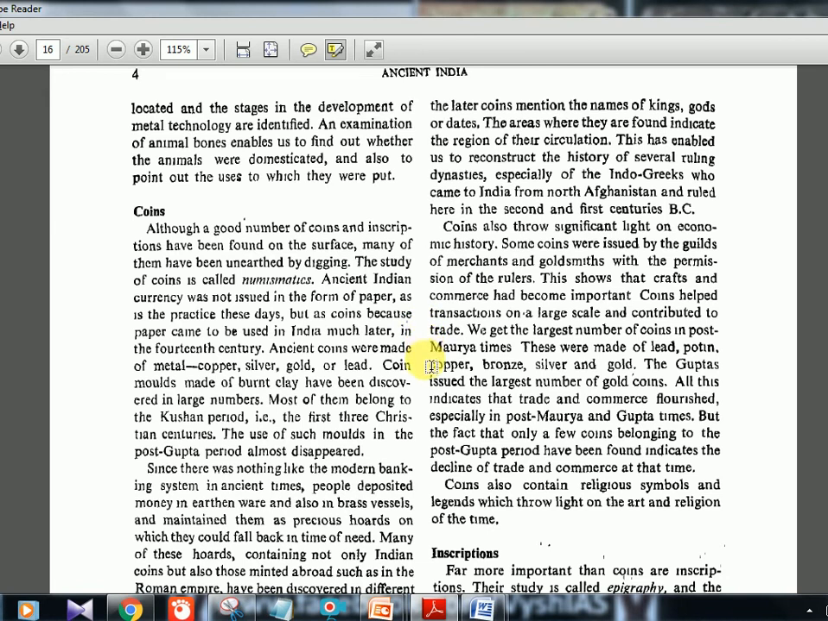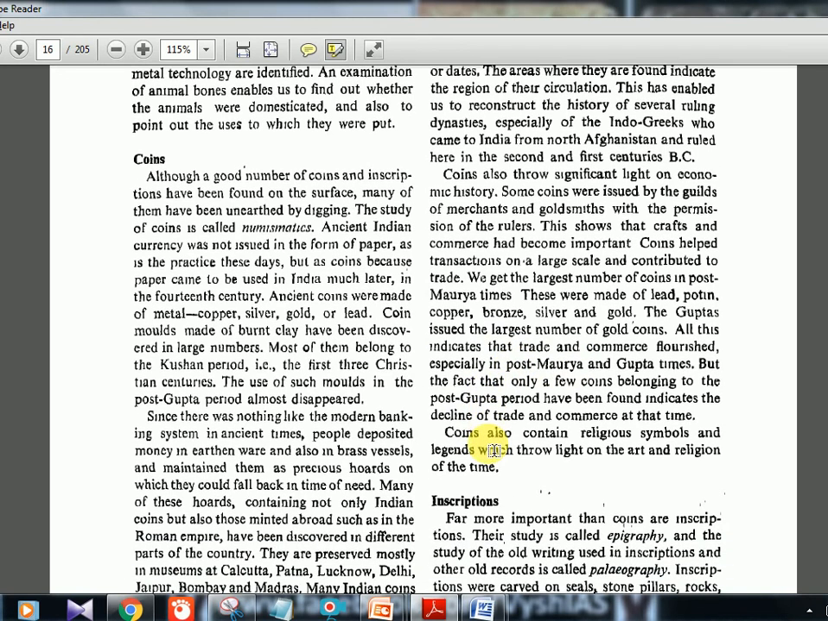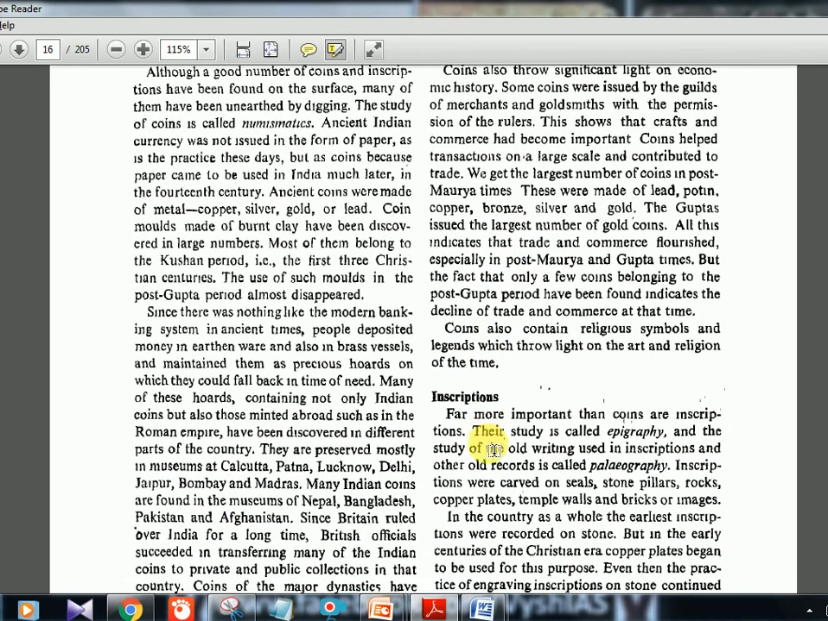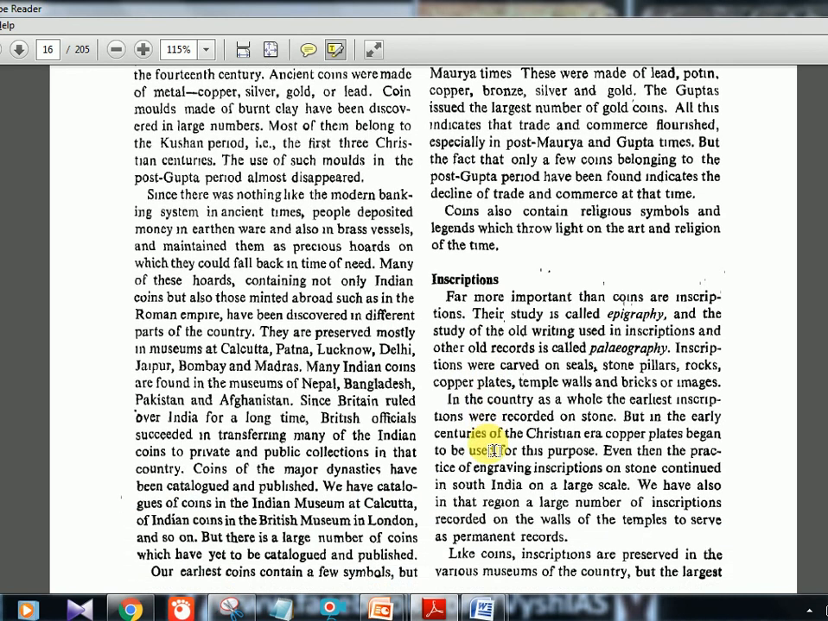We get the largest number of coins in post-Mauryan times. These were made of lead, copper, bronze, silver, gold. So everything is there, and the Guptas issued the largest number of gold coins. This is what I told. So Kushanas, Guptas, understand the timeline is different, and also the reason for which they are remembered is different. Again, a few coins belonging to the post-Gupta period are found. Coins also contain religious symbols. Art, religion, culture, everything is there in the coins.